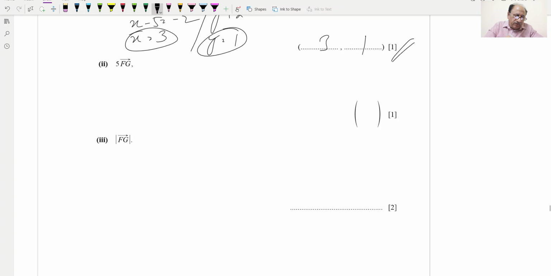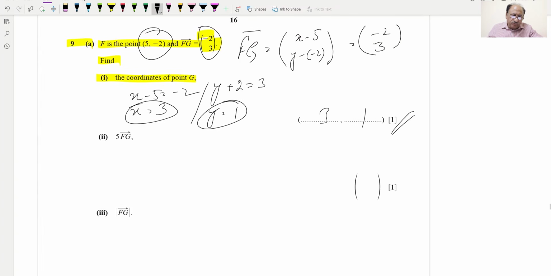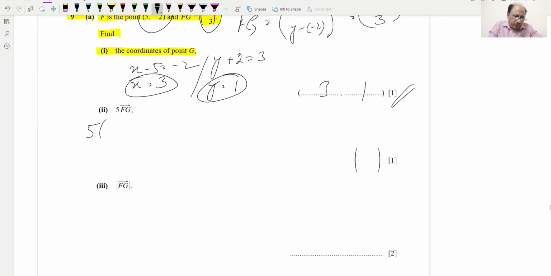Now they are asking for 5 of FG, and FG is given as (-2, 3), so 5 times (-2, 3) will be equal to (-10, 15). We can write here (-10, 15), and this is also a 1 mark part.